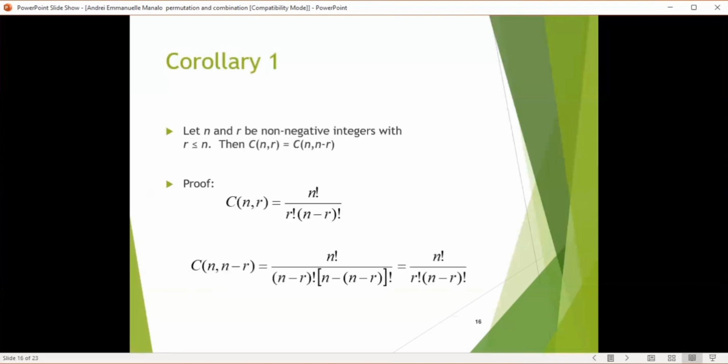Corollary 1. Let n and r be non-negative integers with r at most n. Then C(n, r) equals C(n, n minus r). This is the proof of the formula.